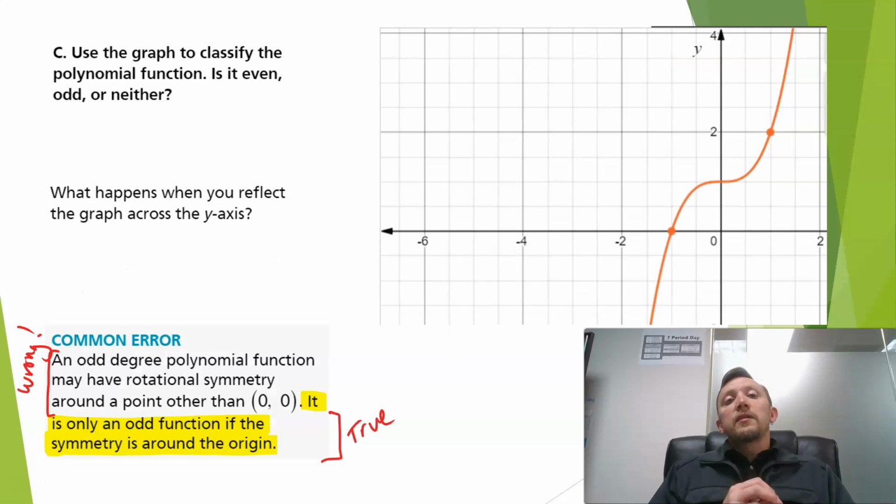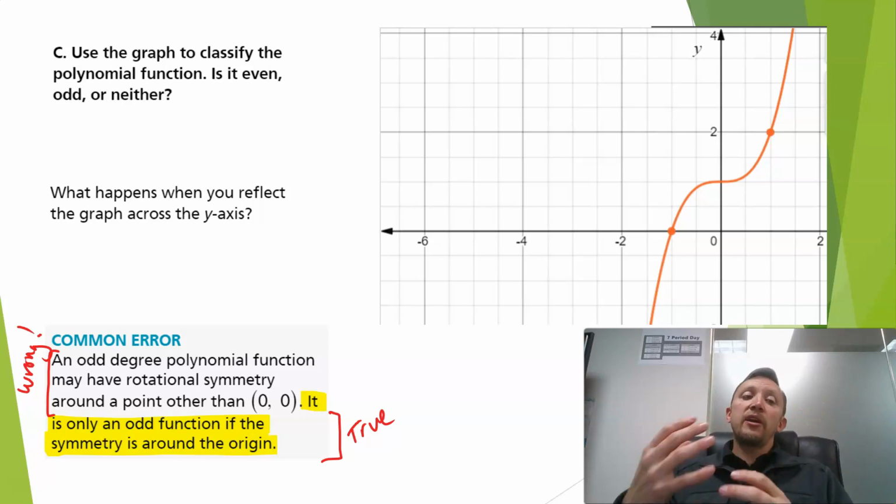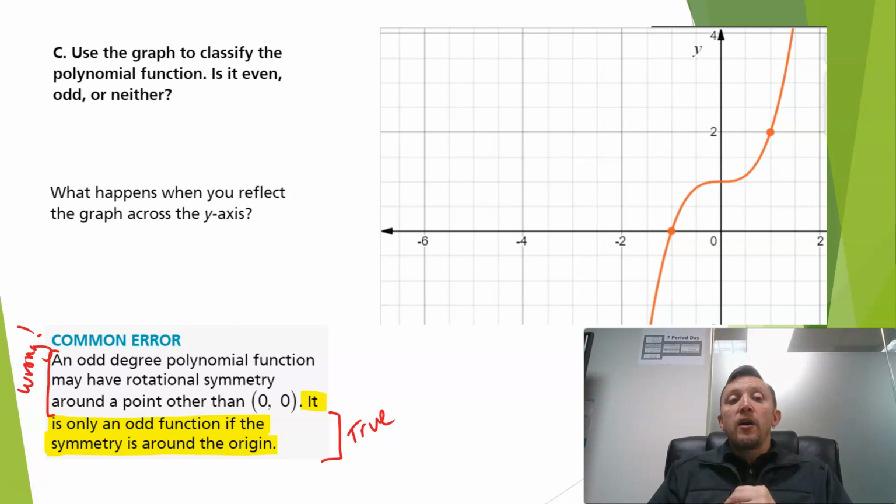Now, let's look at this one. Is this one odd, even, or neither? So if we reflect it over the y-axis, it's obviously not the same. But I want to talk about what's in that common error. So to make sure that you understand what the common error is, the top part of that paragraph, that's the common error. The common error says an odd degree polynomial function may have rotational symmetry around a point other than (0, 0). That is wrong. Okay, that is the common error.